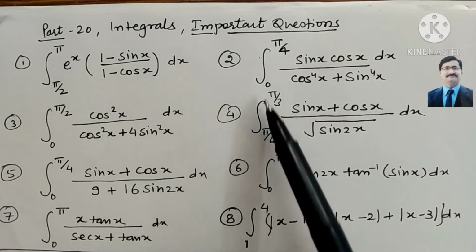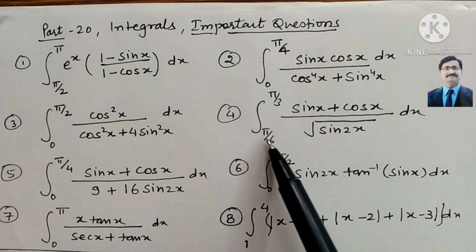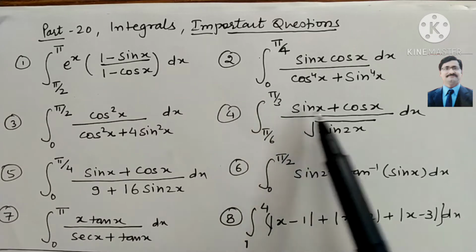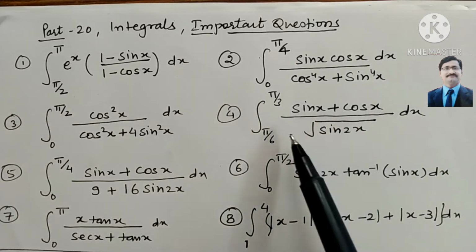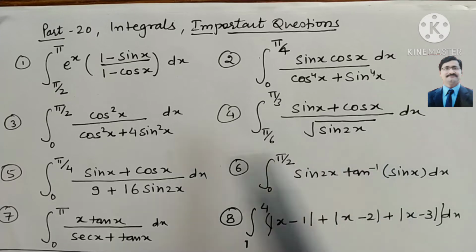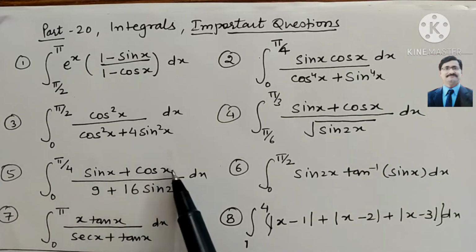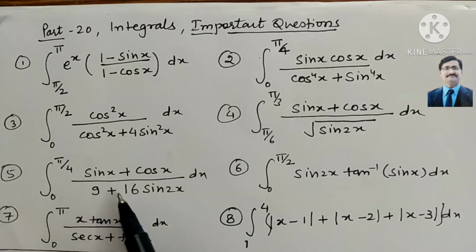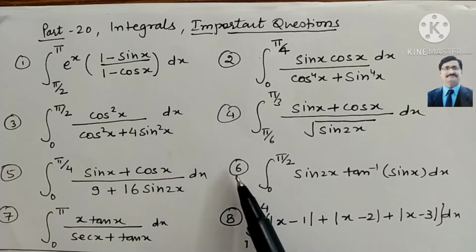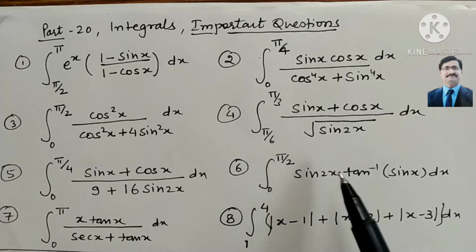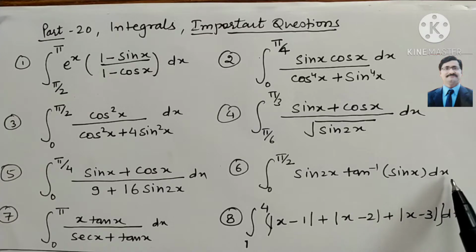And question number 4 is integral of pi by 6 to pi by 3 of (sin x plus cos x) dx upon root sin 2x. Question number 5 is integral of 0 to pi by 4 of (sin x plus cos x) dx upon (9 plus 16 sin 2x). Question number 6 is integral from 0 to pi by 2 of sin 2x tan inverse sin x dx. Question number 7 is integral of 0 to pi of x tan x dx upon (sec x plus tan x).